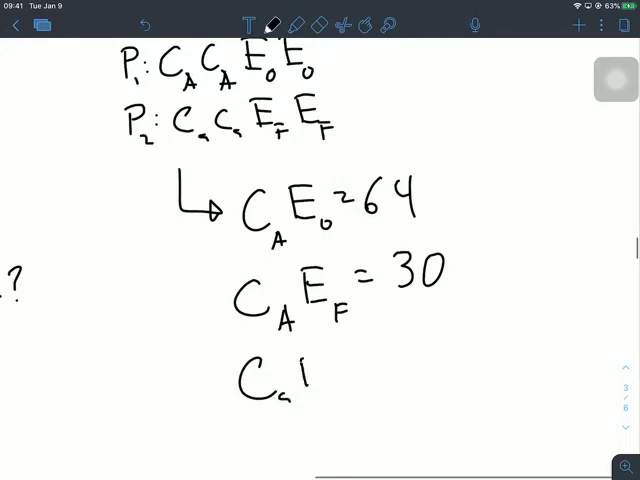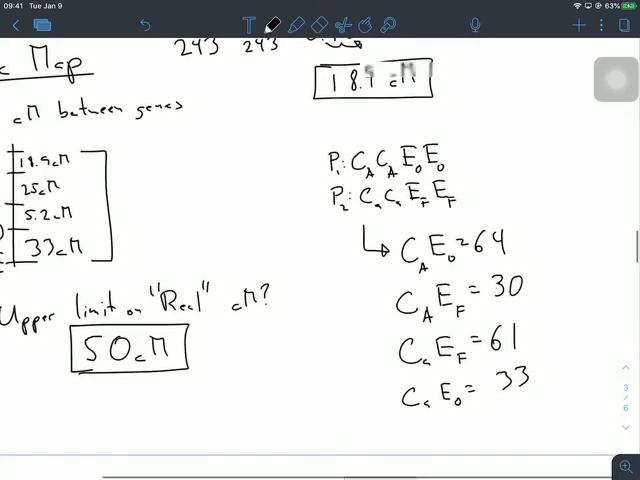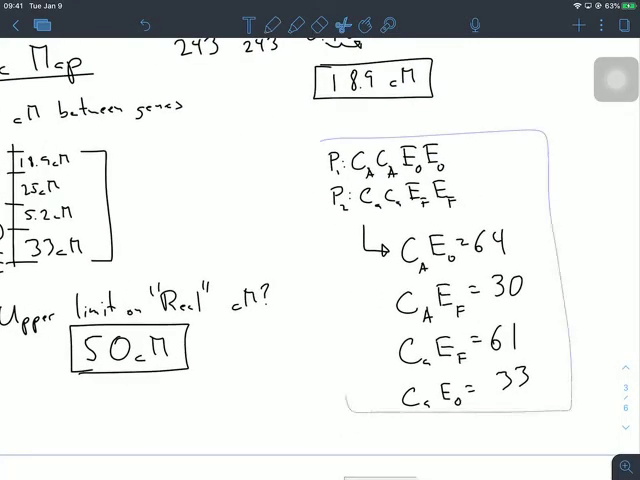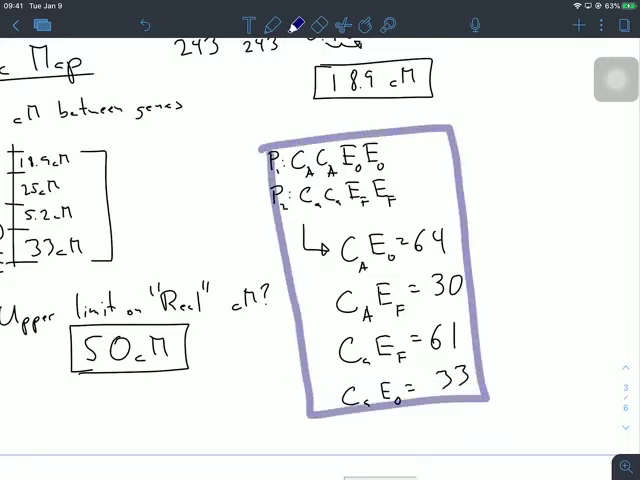C lowercase a, EF as 61, and C lowercase a, EO as 33. Whoops, have to be able to read my terrible handwriting. So that is one example problem. I'll put it in a blue box here. Can't even draw the box. There we go.